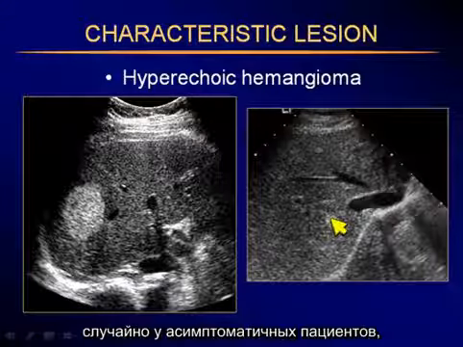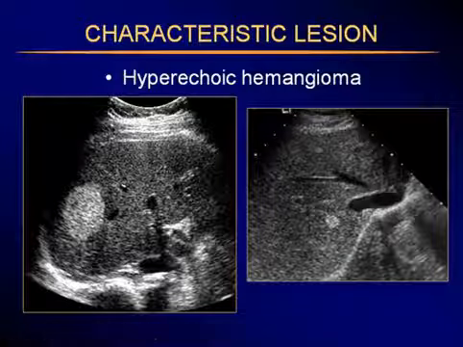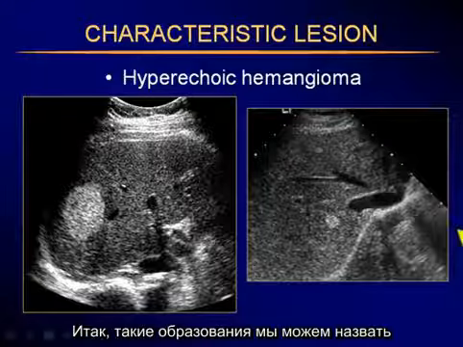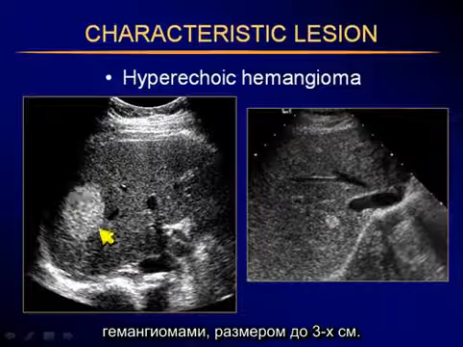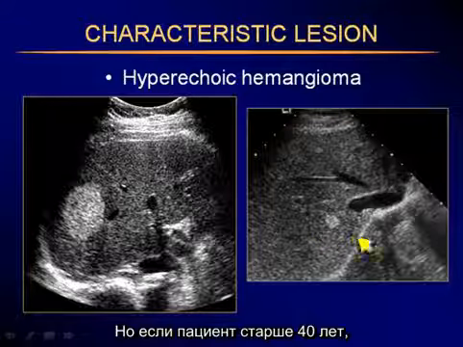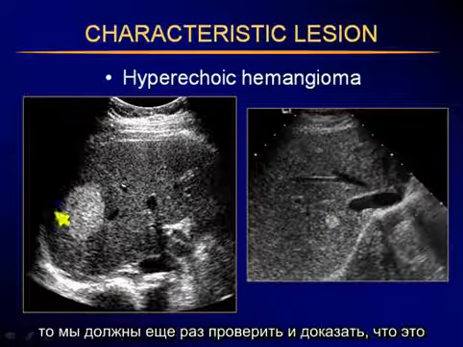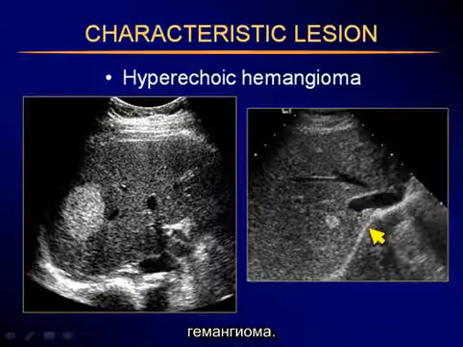Hemangiomas, when they are found incidentally in asymptomatic patients and in a young patient, a patient under 40, such a lesion we can call a hemangioma if it's under 3 centimeters. But if the patient is older, beyond 40, or if the patient has any other medical illness, we have to then prove this to be a hemangioma.